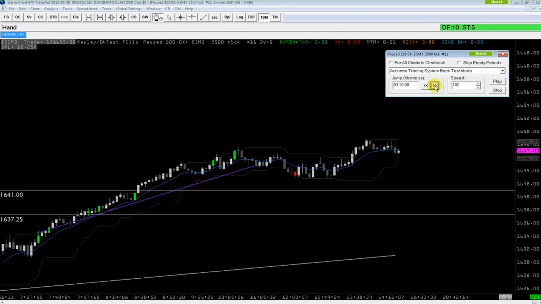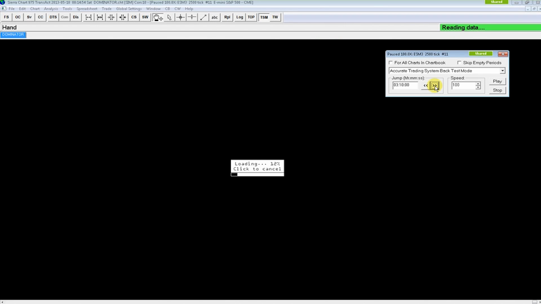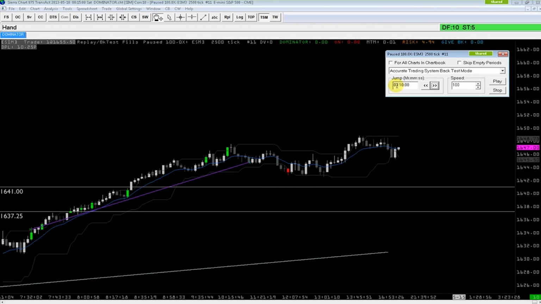What Zach is doing is using the jump function in that replay toolbar there to jump forward 3 hours at a time, 3 hours and 10 minutes. So you can go ahead and just go like 6 hours and get a bigger jump.